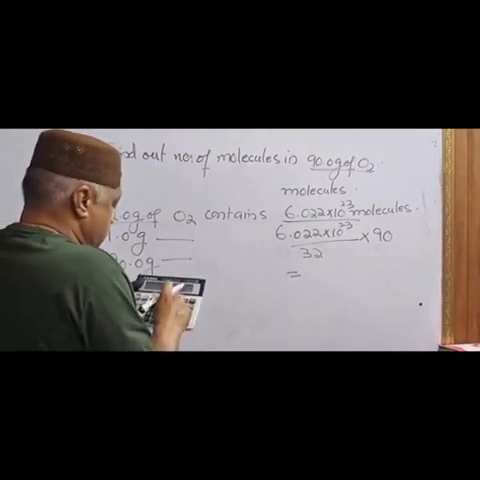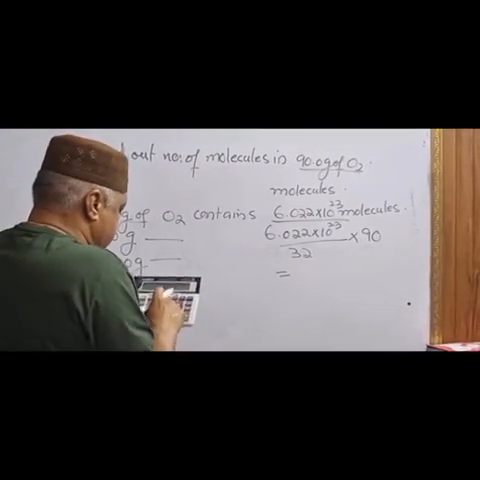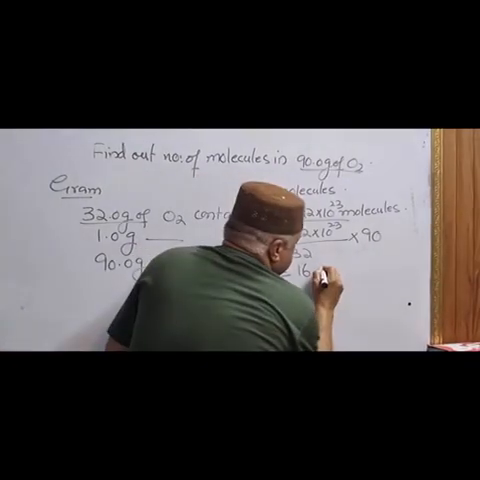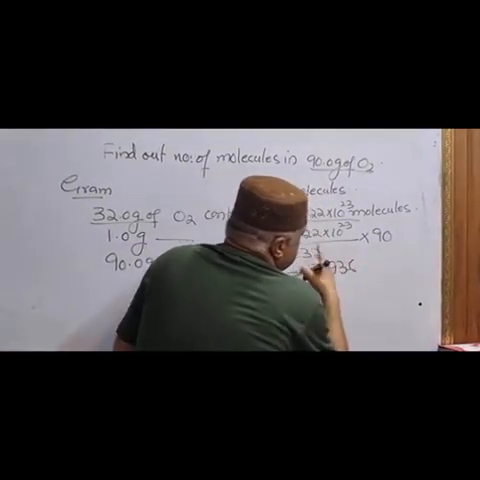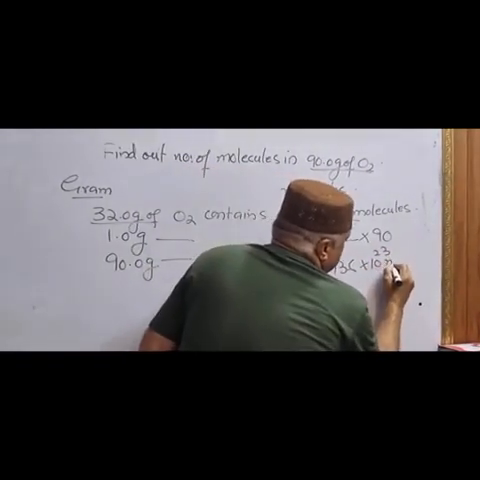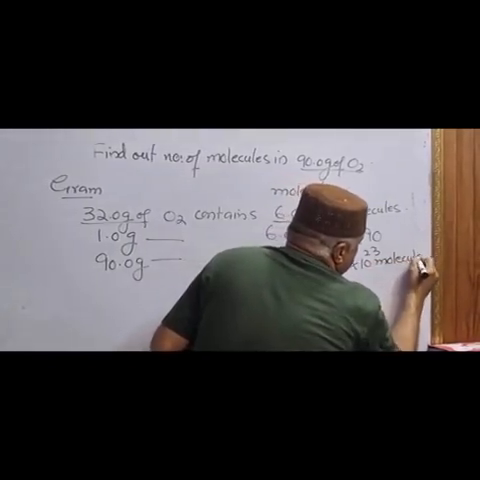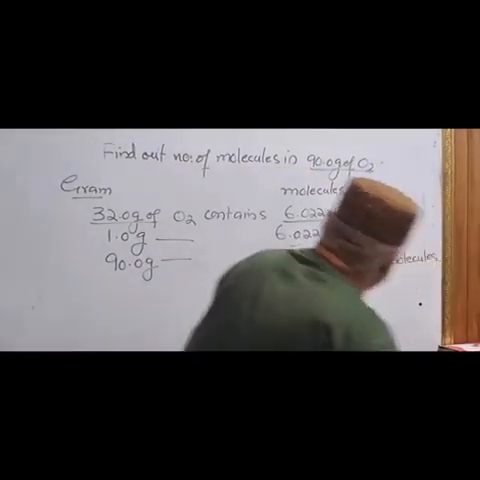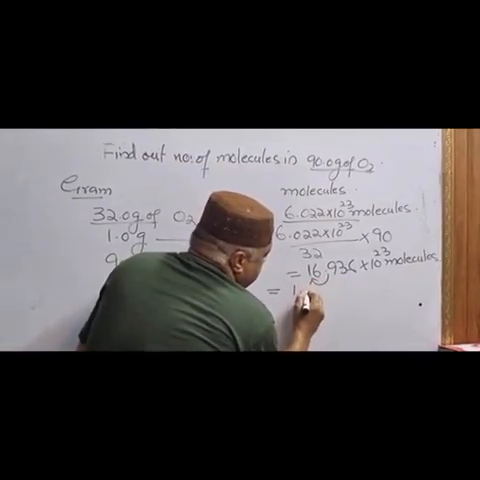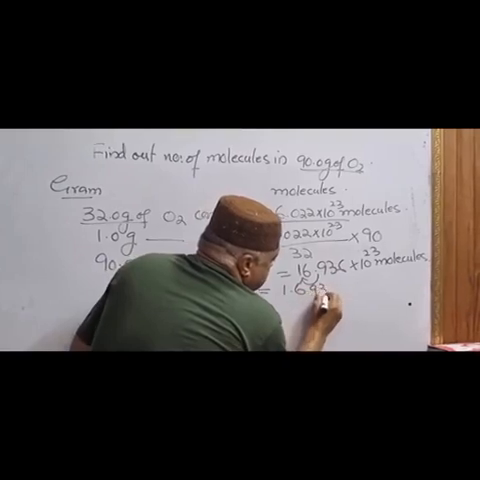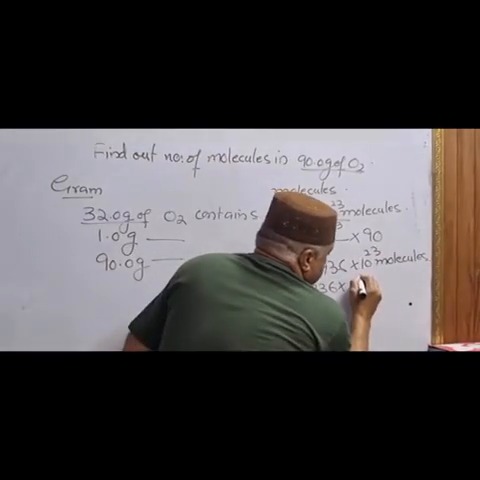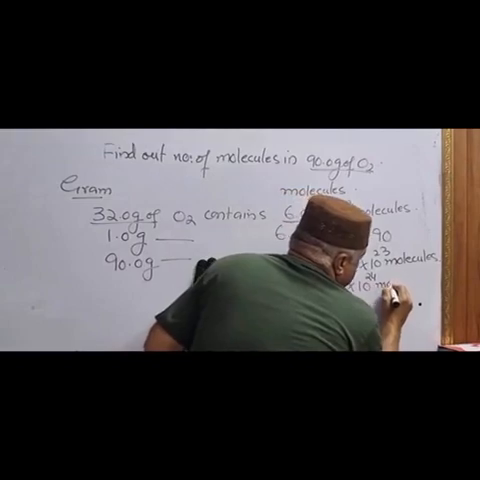6.022 into 90 divided by 32 is 16.936 into 10 raised to power 23, and we write here molecules. This value can be written in a standard way as: shift this one, 1.6936 into 10 raised to power, so 23 will be 24 molecules.